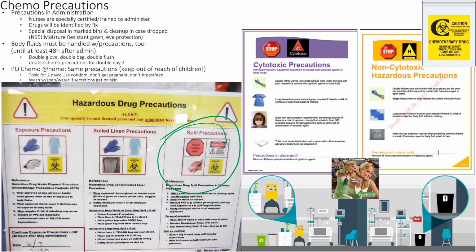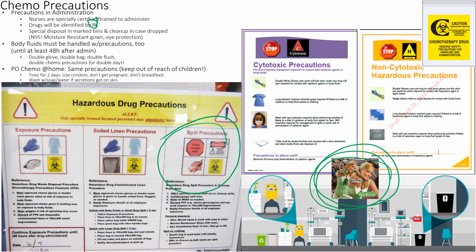Okay. So pharmacy will identify it as high risk. They'll usually special deliver it, and they'll tell you exactly what to do with it. But you can guarantee you're going to be doing double everything. Double bag, double glove, double flush, double chemo precautions for double days. All right, so basically for 48 hours at least after they got the chemotherapy, they need to be doing all these things, right?